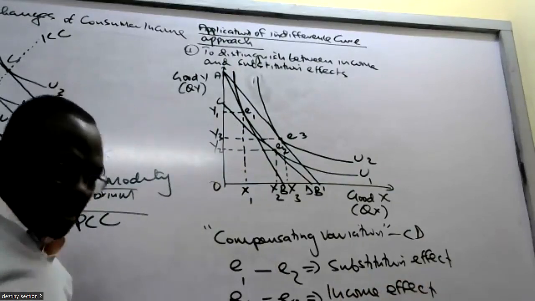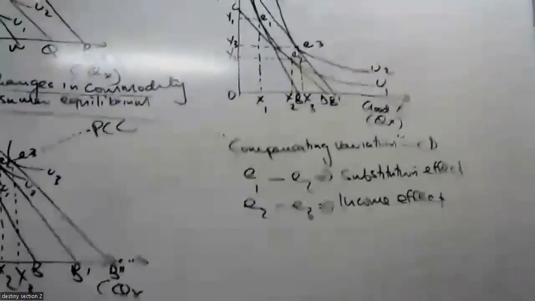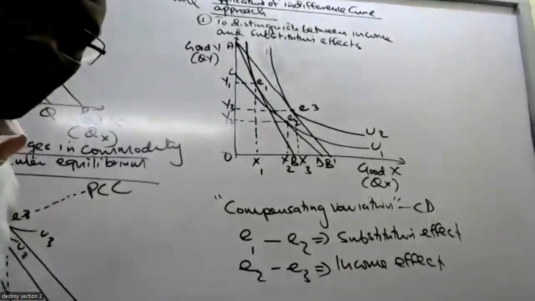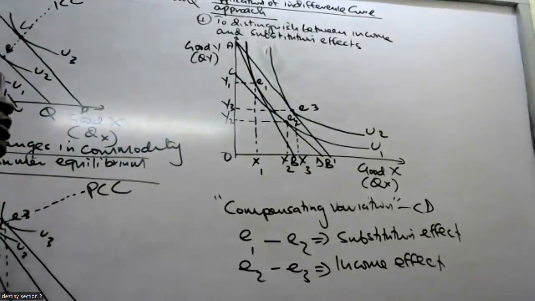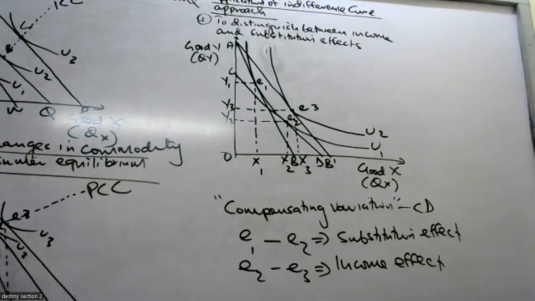If you add the income effect plus the substitution effect, you get the total price effect. So ideally, when the price of X falls, there are two effects. We have the income effect and the substitution effect. The two of them give you what we call the total price effect.